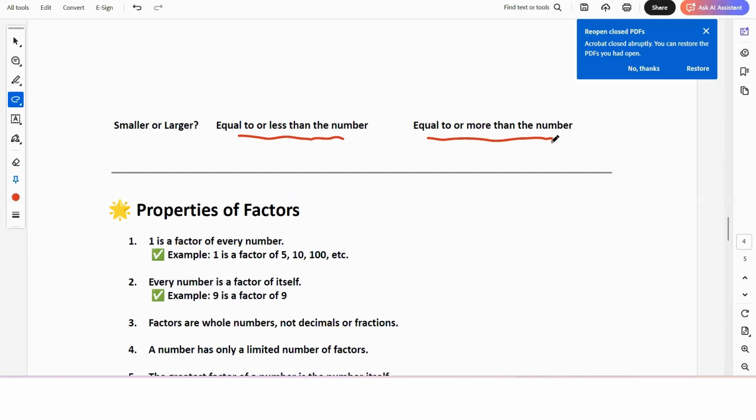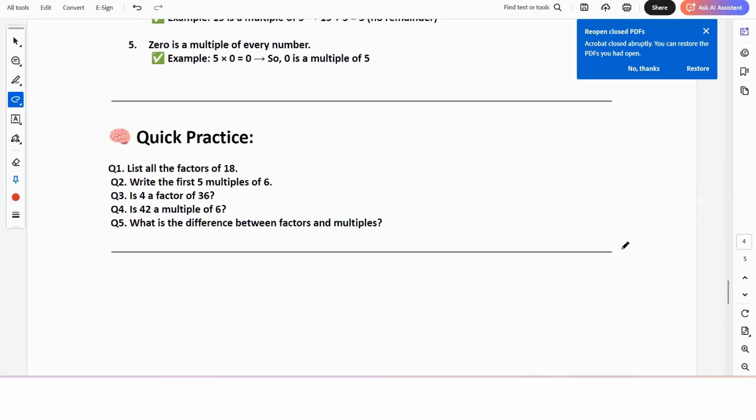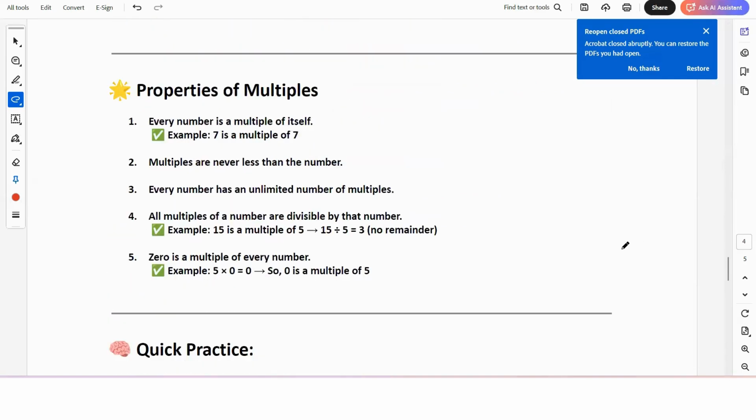My father also taught me that a factor is less than or equal to the number and a multiple is more than or equal to the number.